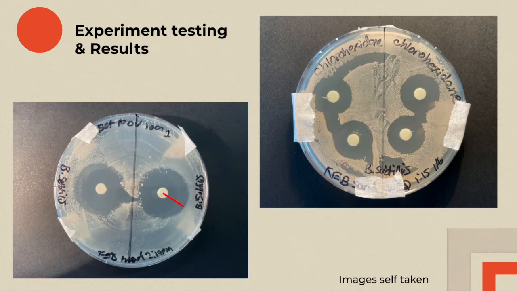After all the planning and methodology was finished, I conducted my experiments and found zones of inhibition, which is the circle around the substrate in which the bacteria does not grow or develop. This is calculated using a radius measurement as seen by the red line. The larger the circle, the more effective the substrate is at killing and inhibiting the growth of bacteria.